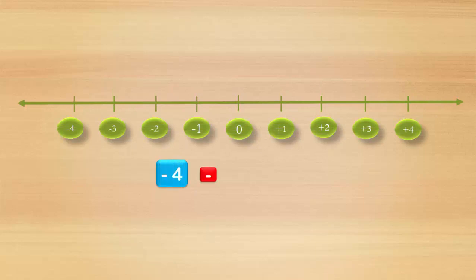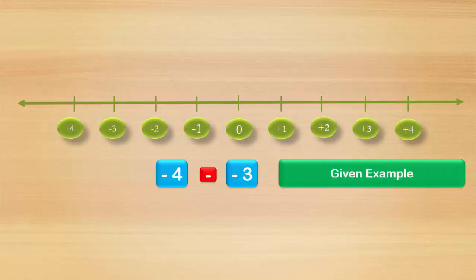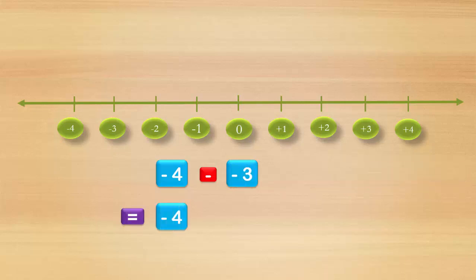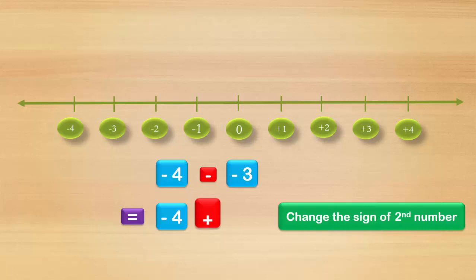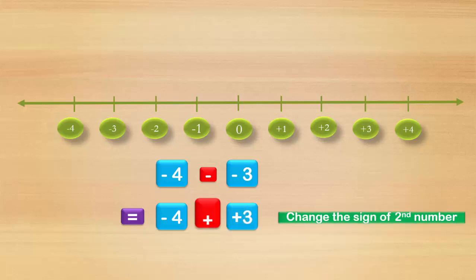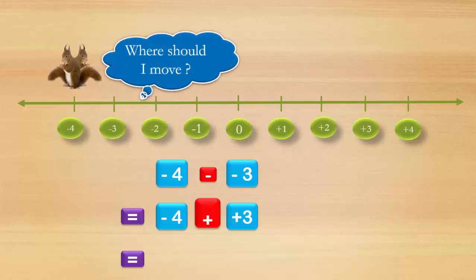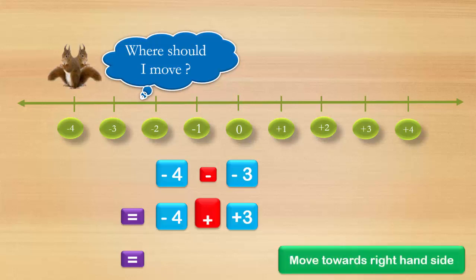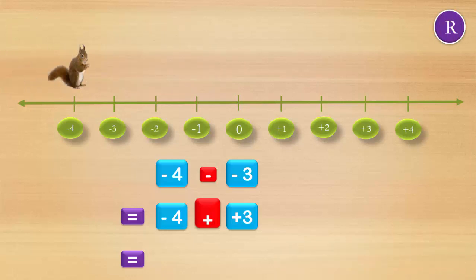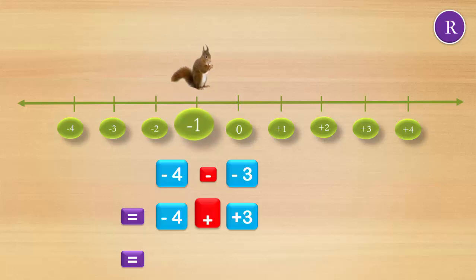Let's move toward the next question. Negative 4 minus negative 3 is equal to negative 4 as it is. Minus will change to plus, and now we change the sign of the second number, that is positive 3. So the squirrel is on negative 4, and they ask the question, where should I move? As we are adding, we need to move toward the right hand side. Here we go. 1, 2, 3. So the squirrel reached negative 1, so the answer is negative 1.